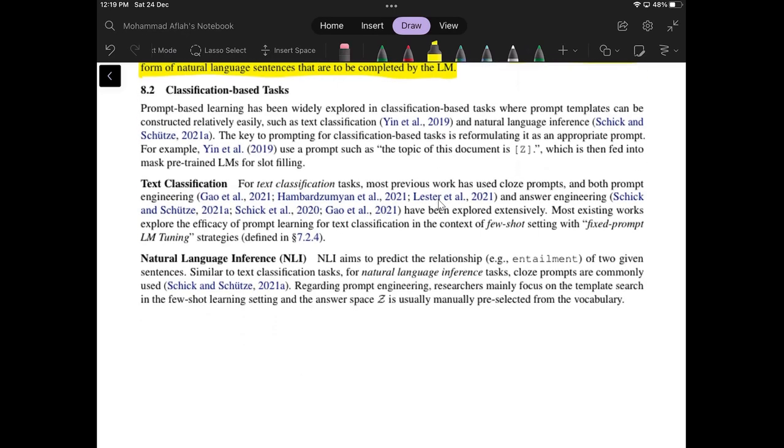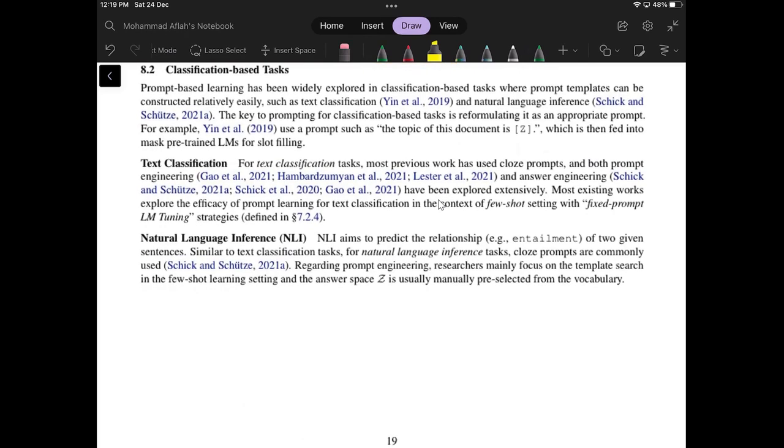Then you have your classification based tasks. Prompt based learning has been widely explored in classification based tasks where the prompt templates can be constructed relatively easily, such as text classification and natural language inference (NLI). The key to prompting for classification tasks is reformulating it as an appropriate prompt. So you can use a prompt like "the topic of this document is Z", which is then fed into a masked pre-trained language model for your slot filling.